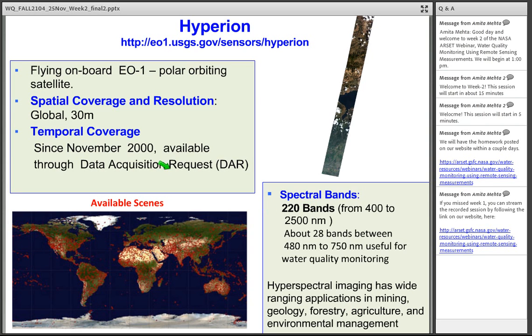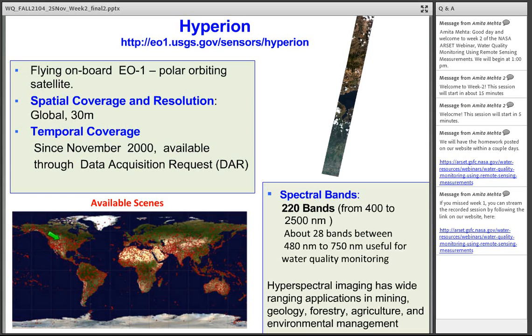Now there is one limitation. There is good resolution, just like Landsat, 30 meters. It has good coverage since 2000. However, these data are available only through data acquisition request. They are not operationally available as in the case of Landsat or MODIS.